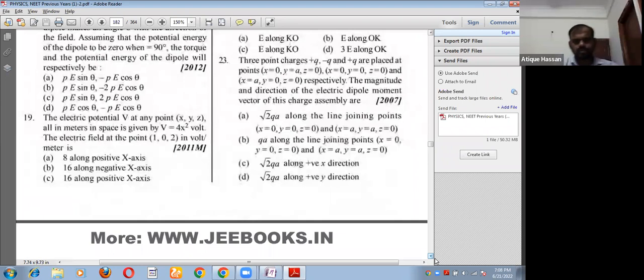Now we can see question number 23. This one is kind of a JEE question. So you can go to question number 23. Read this question. Go through question number 23.